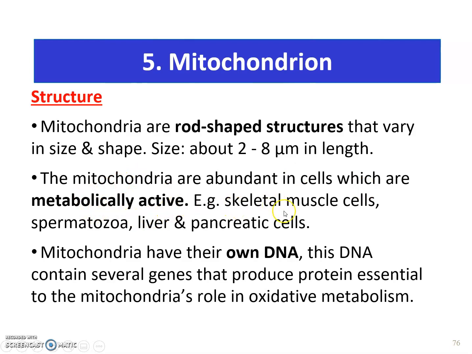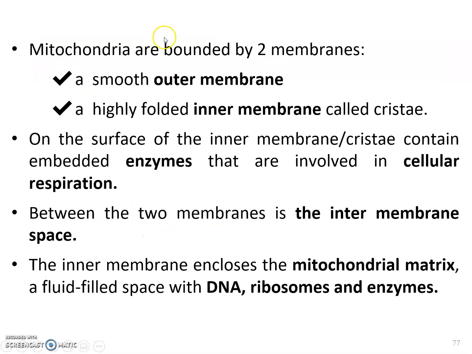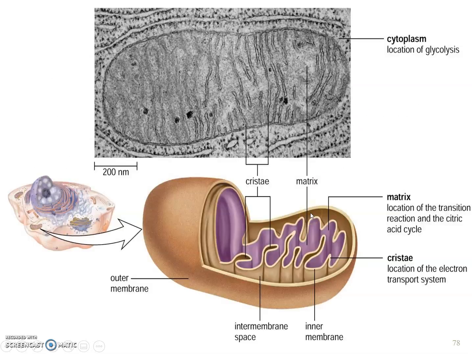For example, skeletal muscle cells, sperms, liver, or pancreas. Mitochondria has 2 layers of membranes, which is a smooth outer membrane and a highly folded inner membrane called cristae. In the diagram of mitochondria, the outer membrane is the smooth layer, and the inner membrane is highly folded.